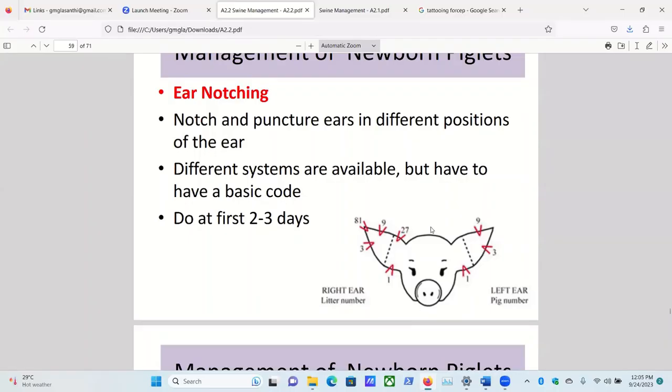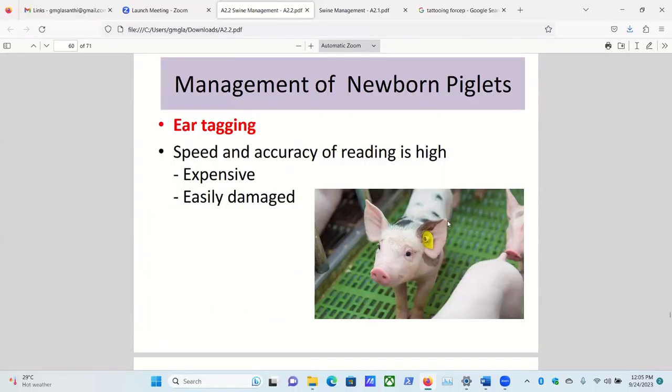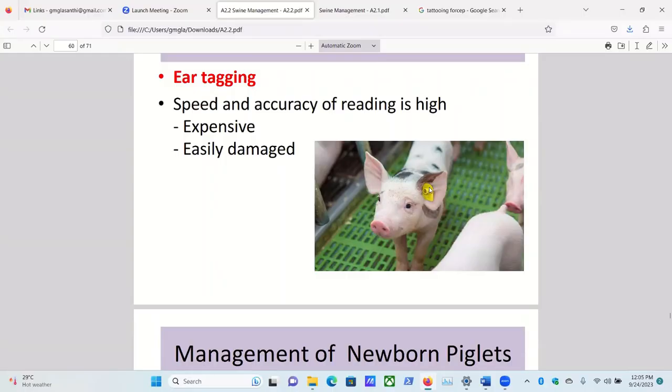Pattern. And this is also practiced at 2 to 3 days. And the next one is tagging. These are ear tags. We can apply them by using a tag applicator.